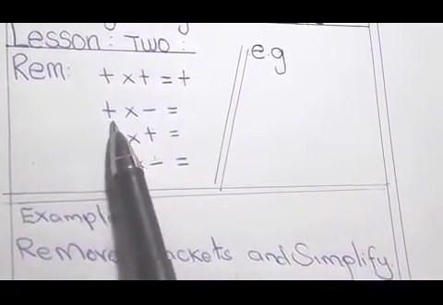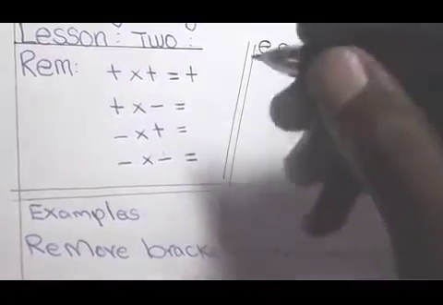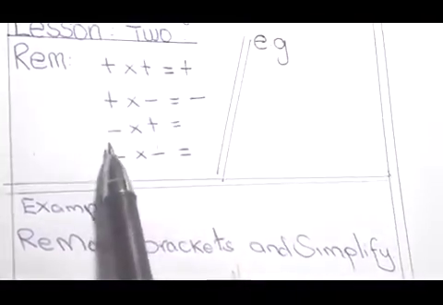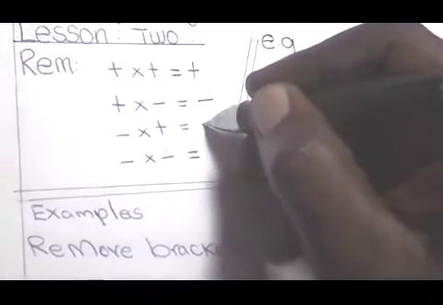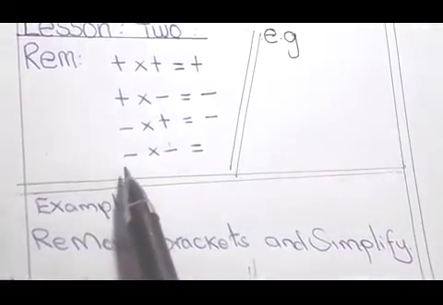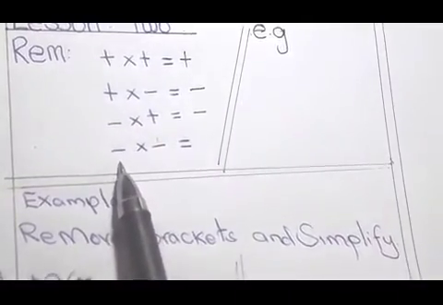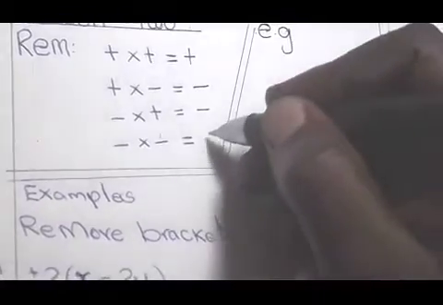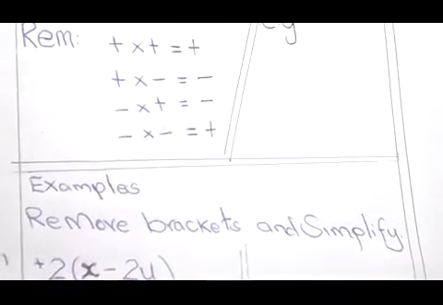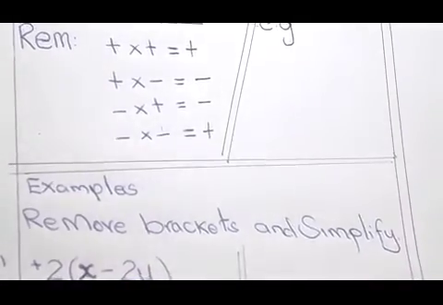And a positive times a negative, you know that we get a negative. Then a negative times a positive, you know that we also get a negative. There the negative becomes more powerful. Then a negative times a negative, you were told that it gives us a positive. I want to give you a few examples.